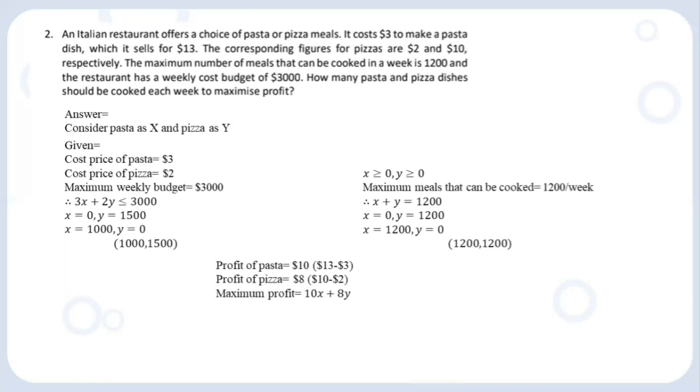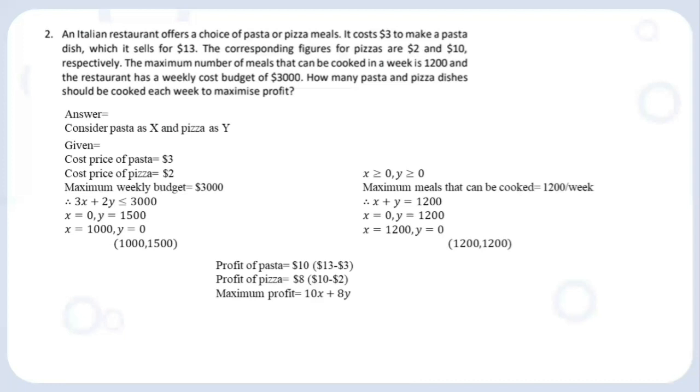How many pasta and pizza dishes should be cooked each week to maximize profit? To answer this, we need to consider pasta as X and pizza as Y. It was given that the cost of pasta is $3 and pizza is $2 and the maximum budget for a week is $3,000. Automatically, we have the constraint 3x plus 2y less than or equal to 3,000.